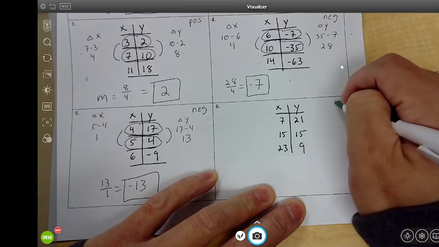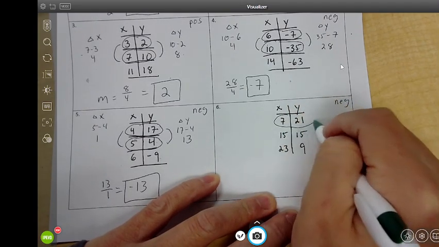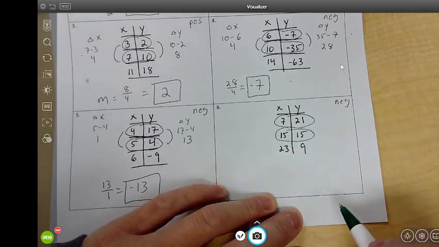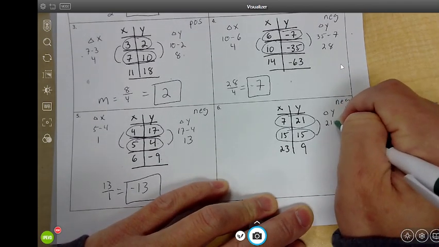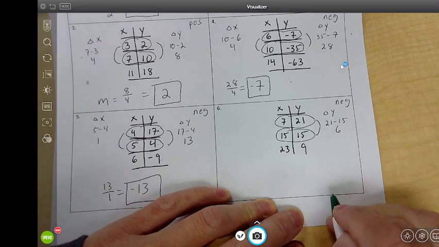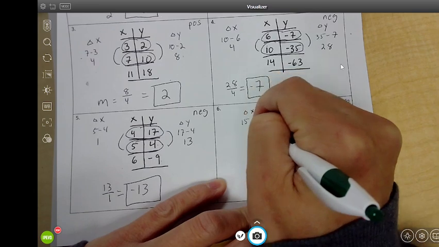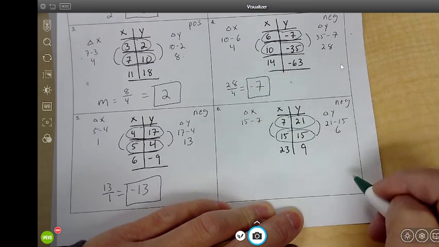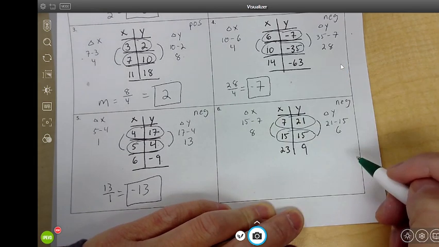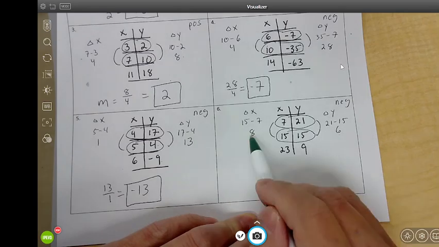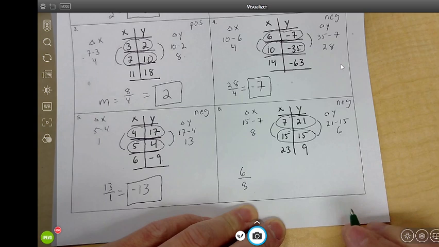This is also going to be a negative. Okay? So here are the 2 points that I'm going to use. I'm just going to use these 2 points here. For my change in y from 21 to 15, 21 minus 15 is 6. My change in x from 15 to 7, 15 minus 7 is 8. So I have to do change in y over change in x, so that's 6 divided by 8, and I know it's going to be a negative.